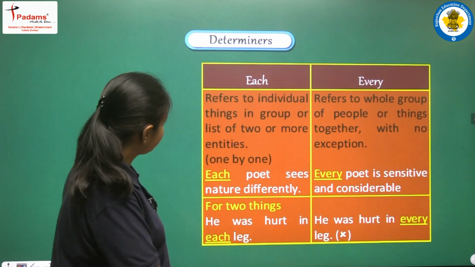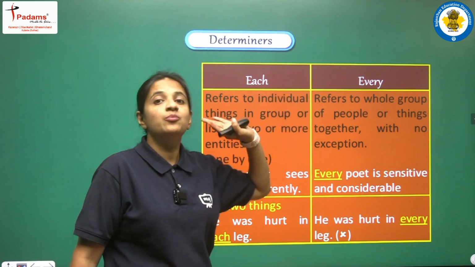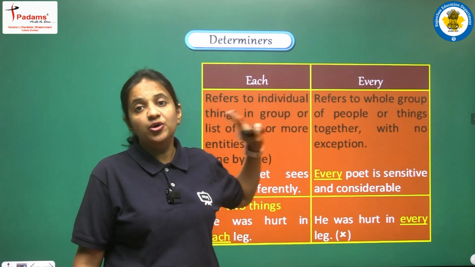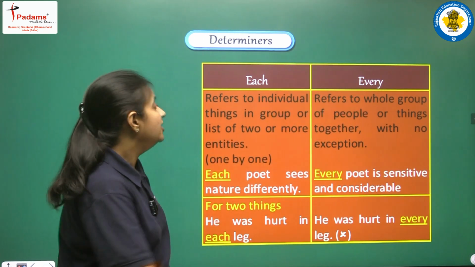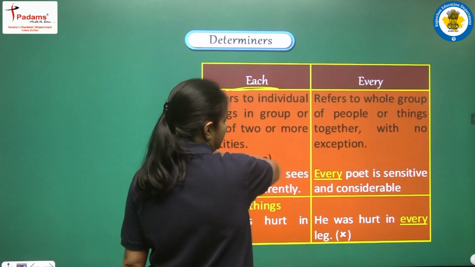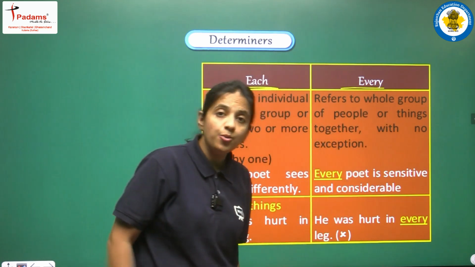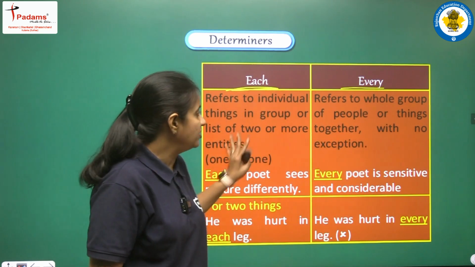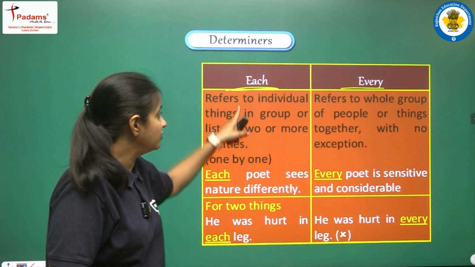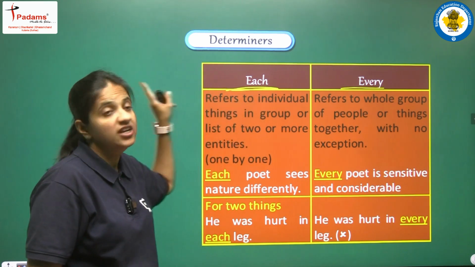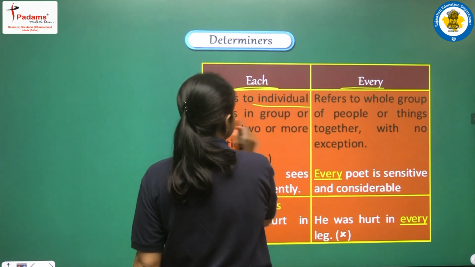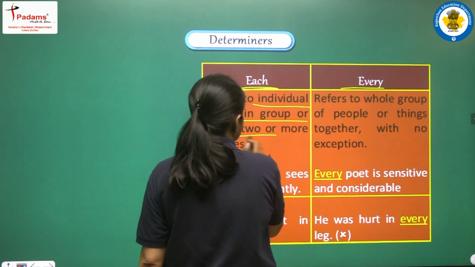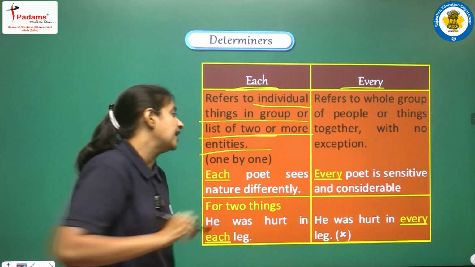Okay, so now we have some more rules, or some more uses, related to each and every. We have one table here. On this side we have each and here we have every, and now we can see what the uses are. First of all, we read about each. Each refers to individual things in a group or list of two or more entities.